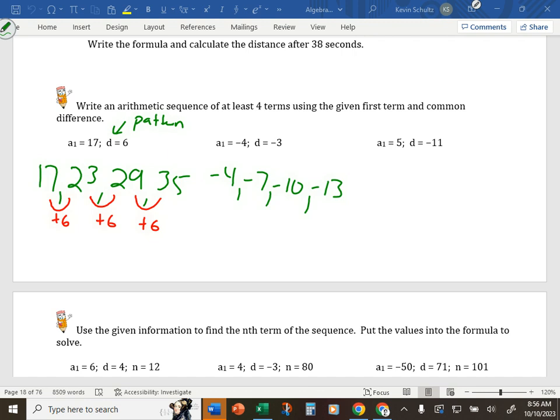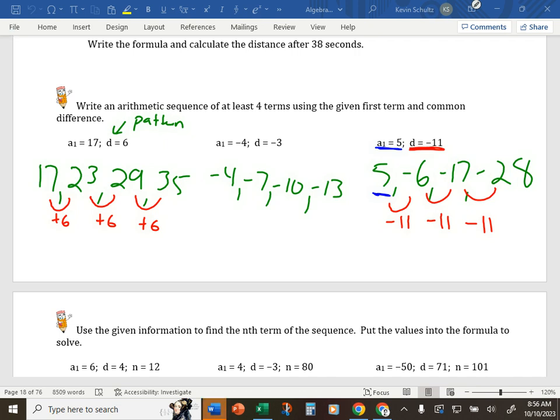Aiden. 5, -6, -17, -28. We got the 5 because that's our A1 term. That's our first term. That's where it starts. We got the subsequent numbers because our difference, our pattern, is minus 11. And to get from each of these values, we're subtracting 11.